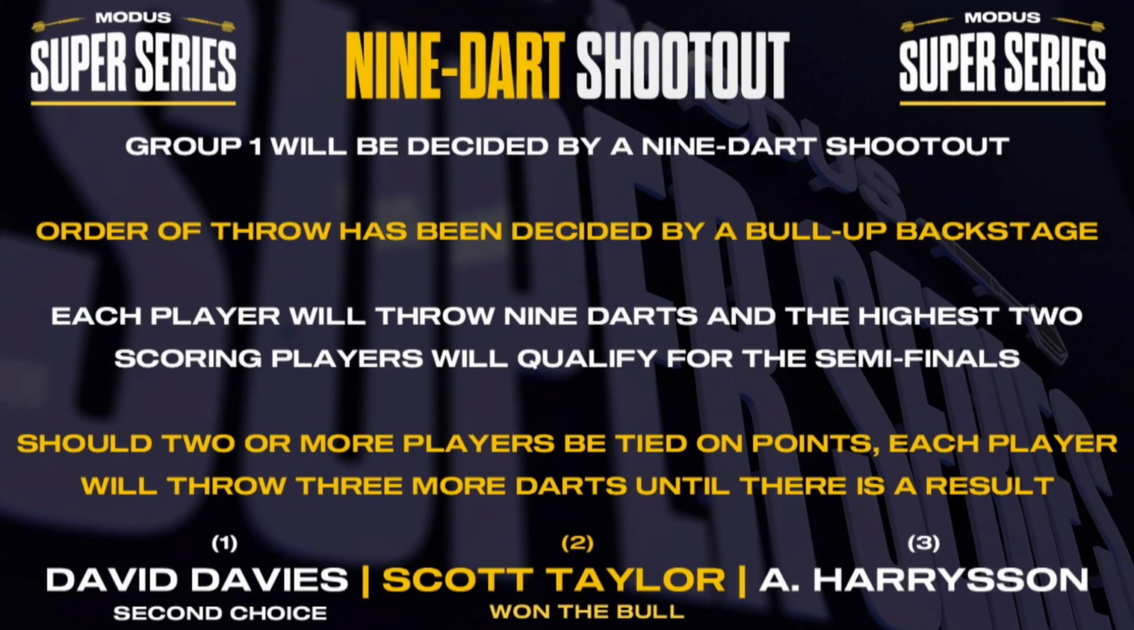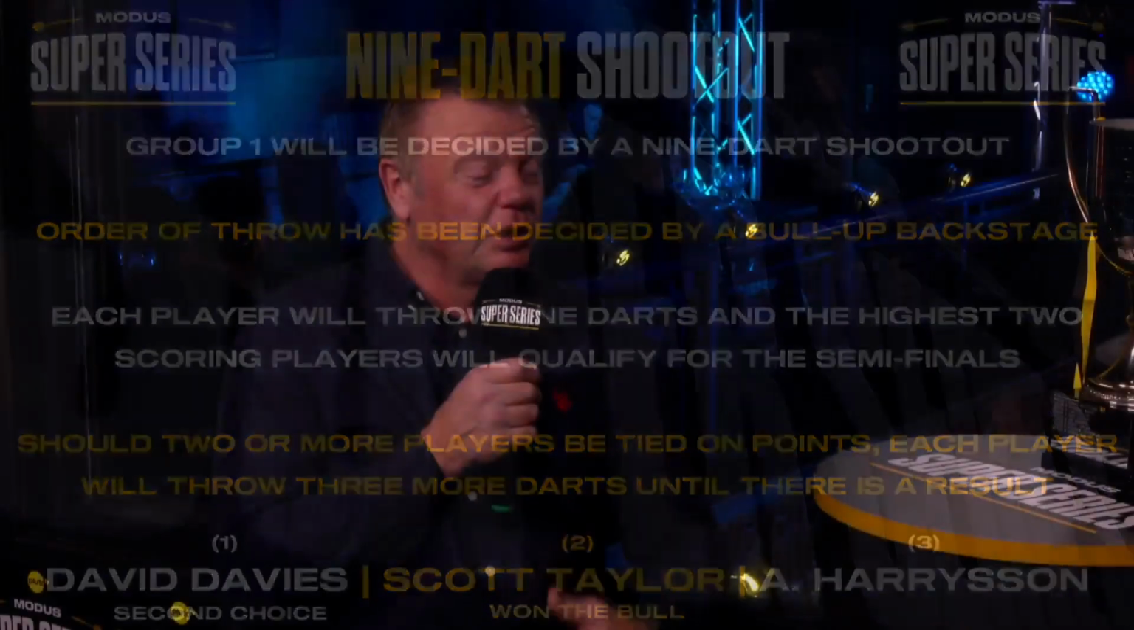And now each player will throw 9 darts. The highest 2 scoring players will qualify for the semi-finals. And in the same case, which the one that Chris Mason was involved in, should 2 or more players be tied on points, each player will throw 3 more darts, because you won yours, didn't you? But the other 2 players on the stage had to go and throw another 3. They were on an identical score and had to have another 3 darts to decide who effectively would come second in the group, because whoever wins that shootout effectively tops the group, so plays the runner-up in the other group.